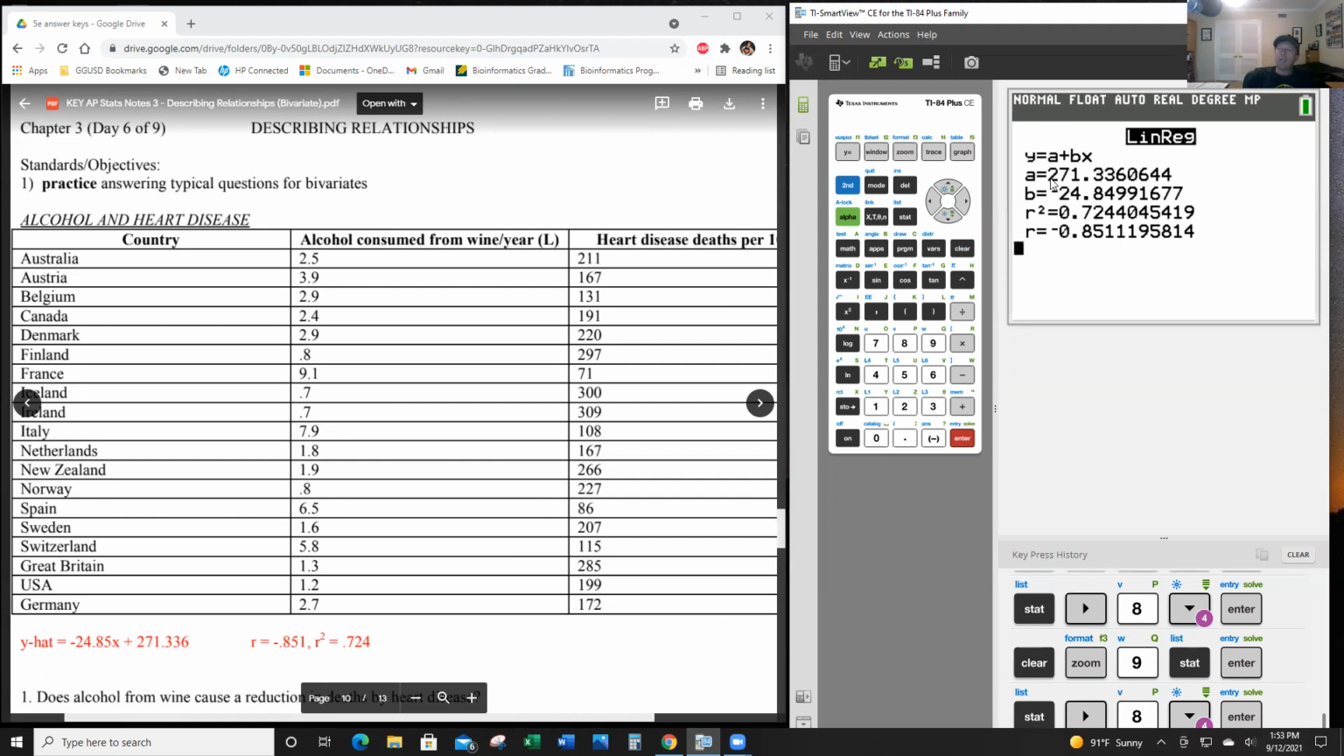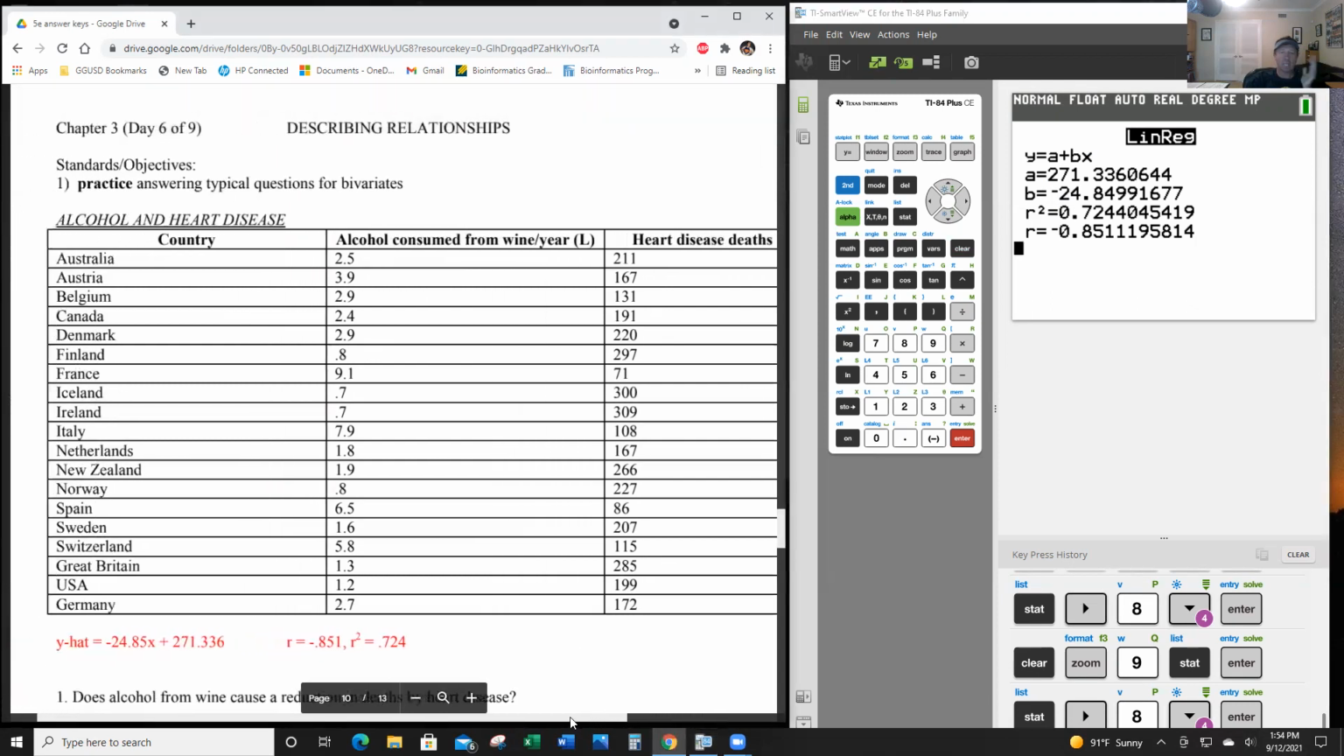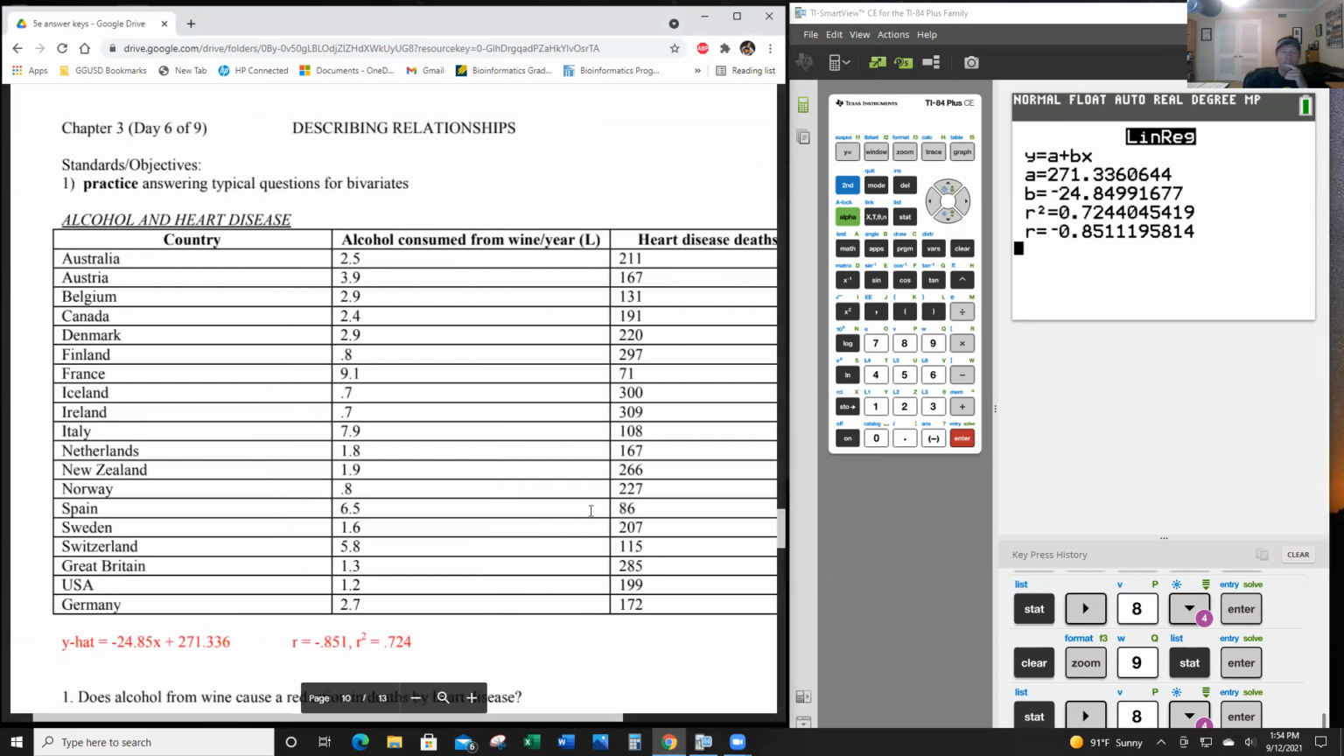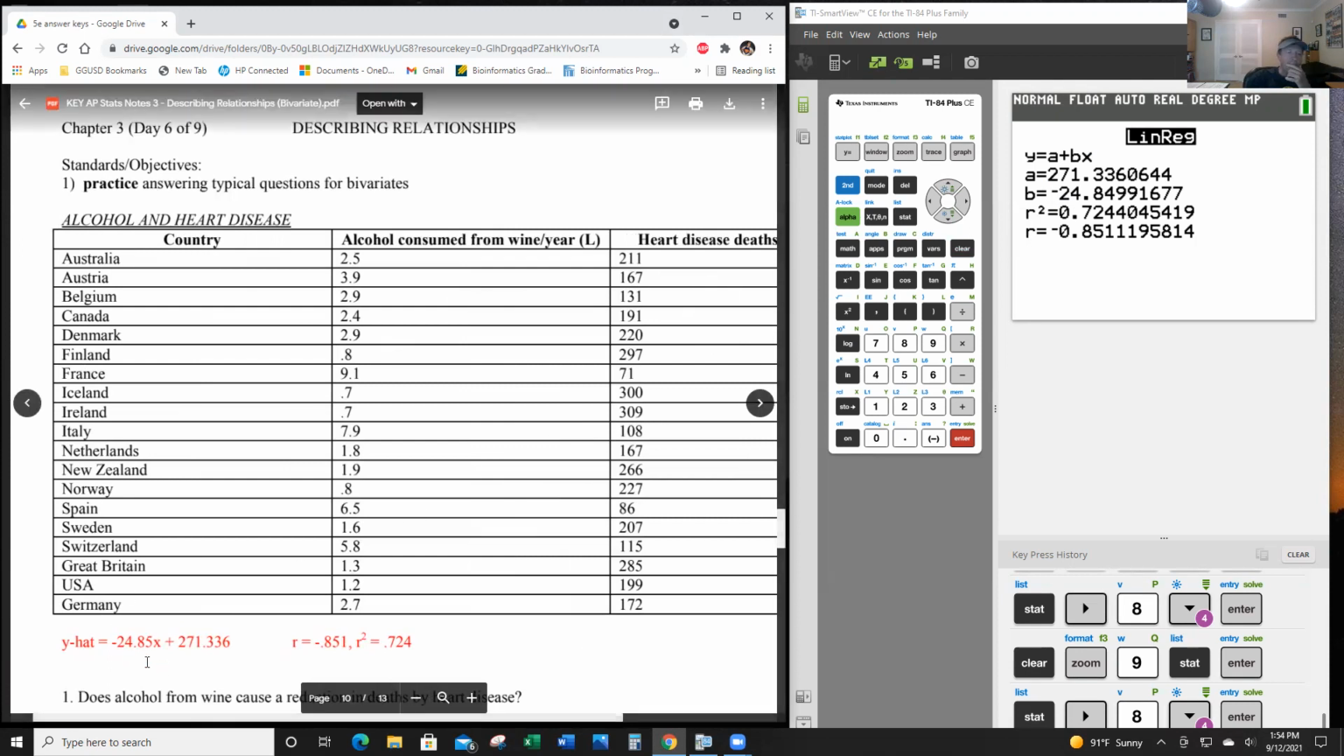All right, so there is your A and there's your B. So you can see the B is negative, meaning for every liter of alcohol from wine you drink per year, the deaths go down about 24, 25 people per 100,000. It's kind of an awkward statistic. It's heart disease deaths per 100,000, so it's kind of a weird thing to write. But okay, I've written that out down here in red, so you see that.